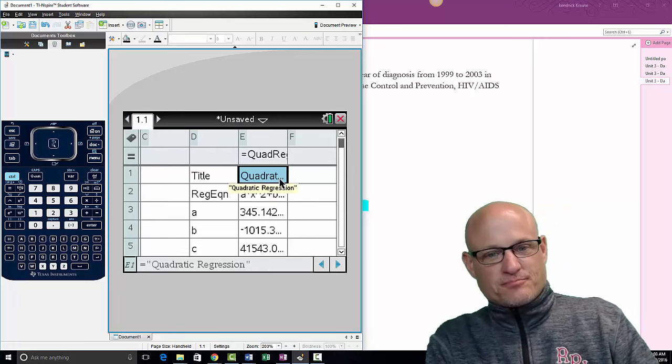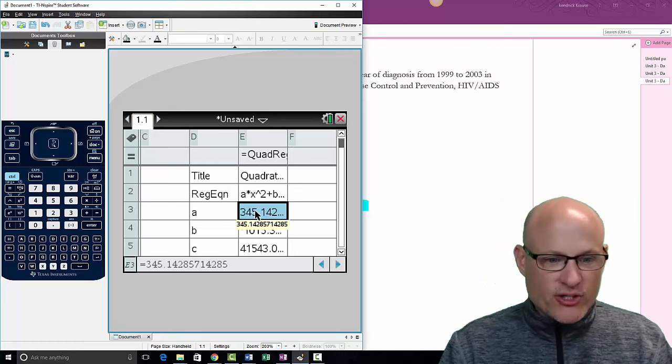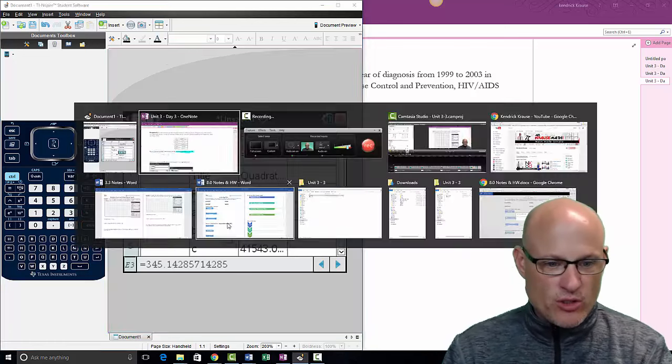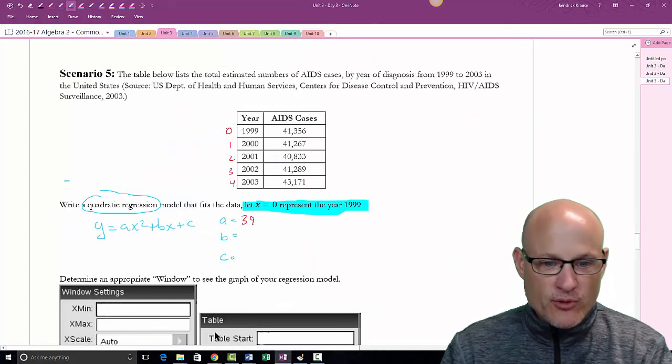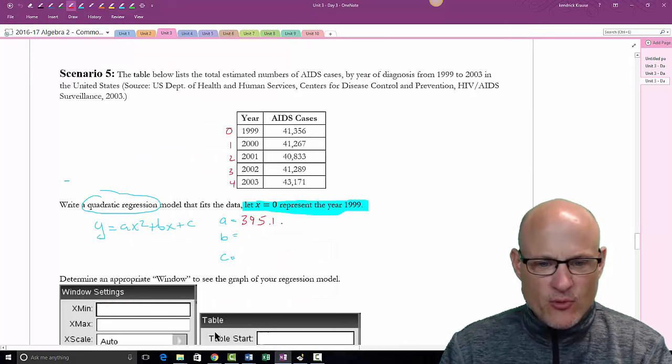All right. There it is. Highlight the box so you know what it is. It's 345.1428. 345.1. I think it puts fours on purpose.